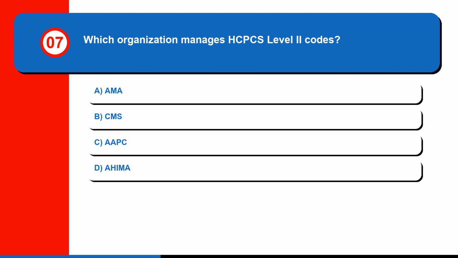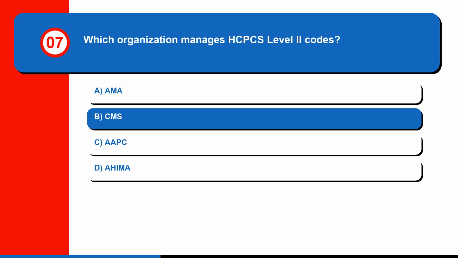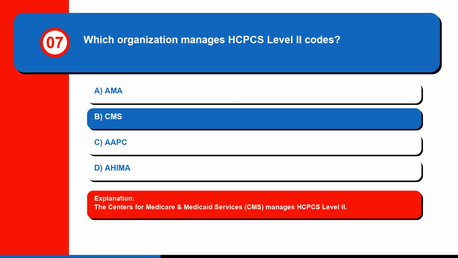Question 7. Which organization manages HCPCS Level 2 codes? A. AMA, B. CMS, C. AAPC, or D. AHIMA? The correct answer is B. CMS. The Centers for Medicare and Medicaid Services, CMS, manages HCPCS Level 2.